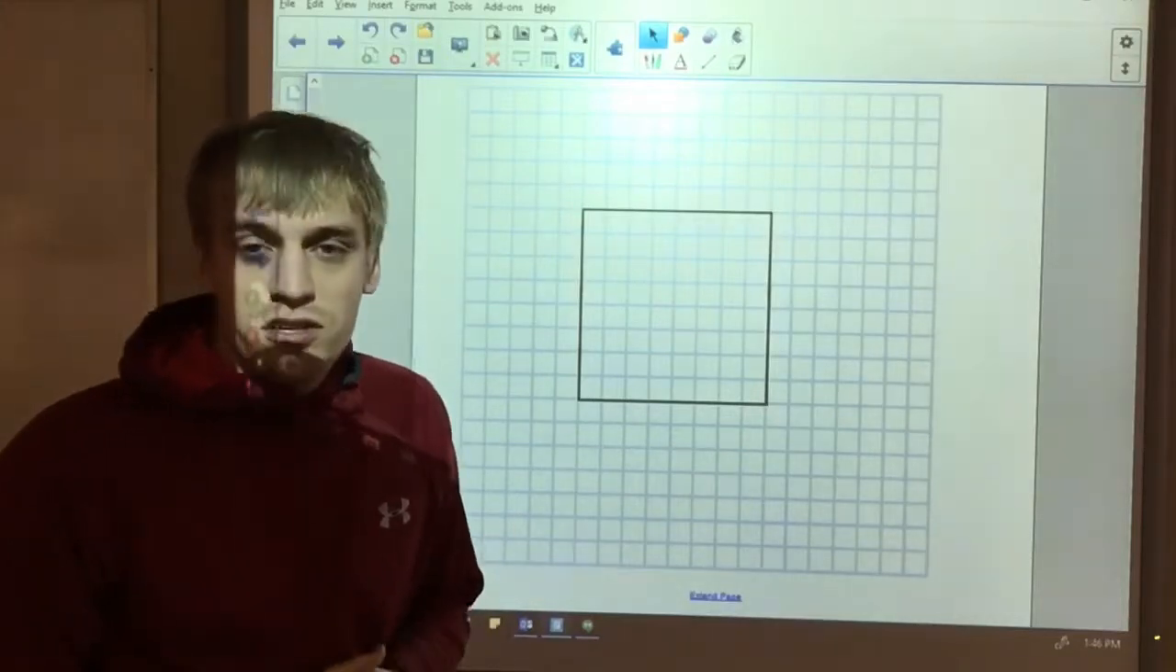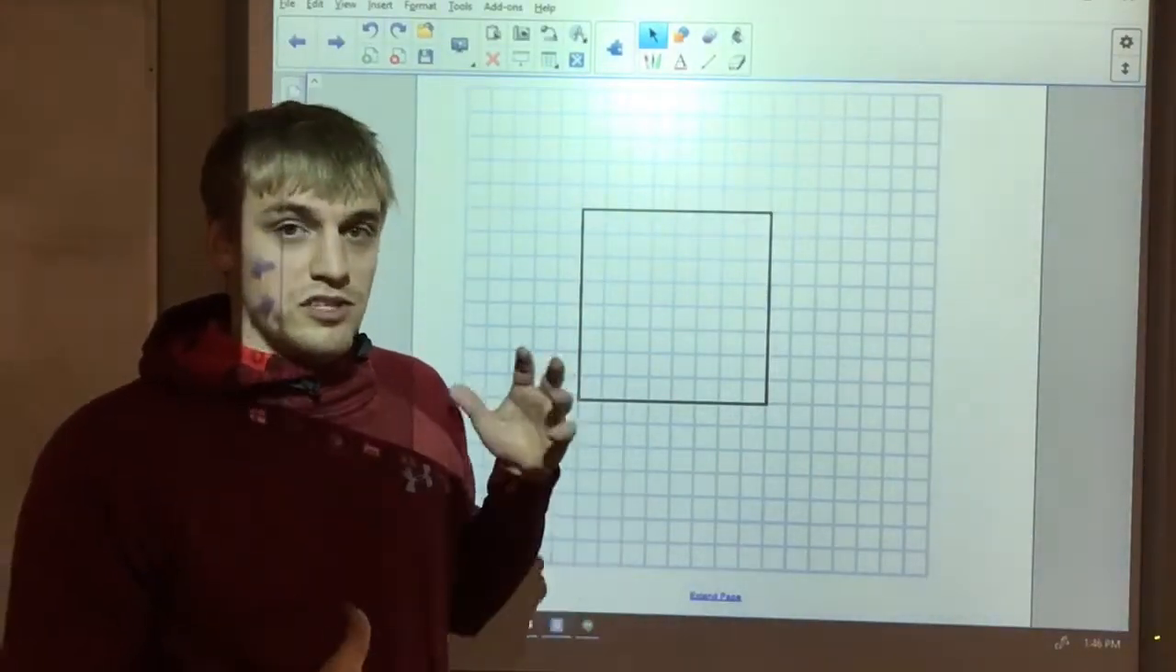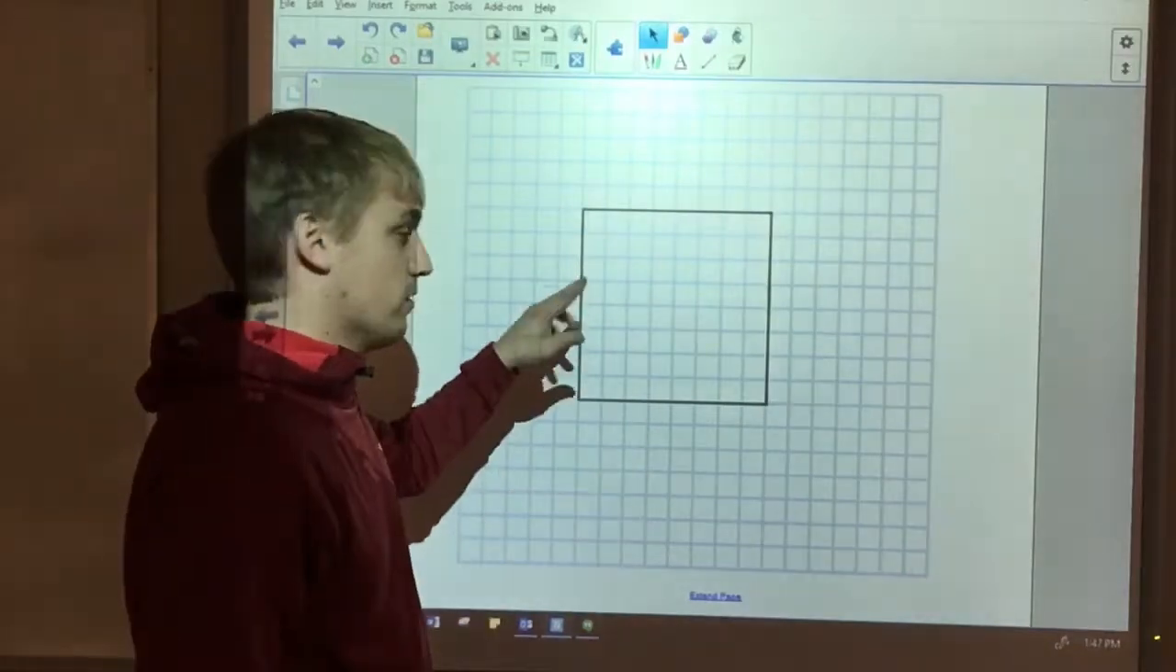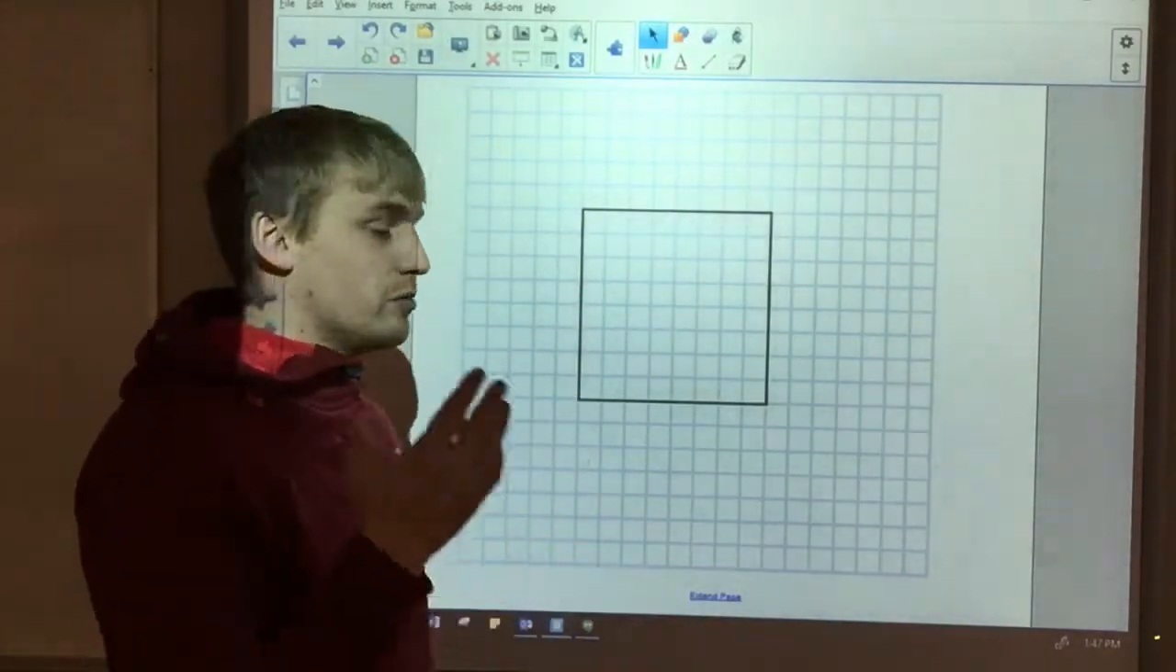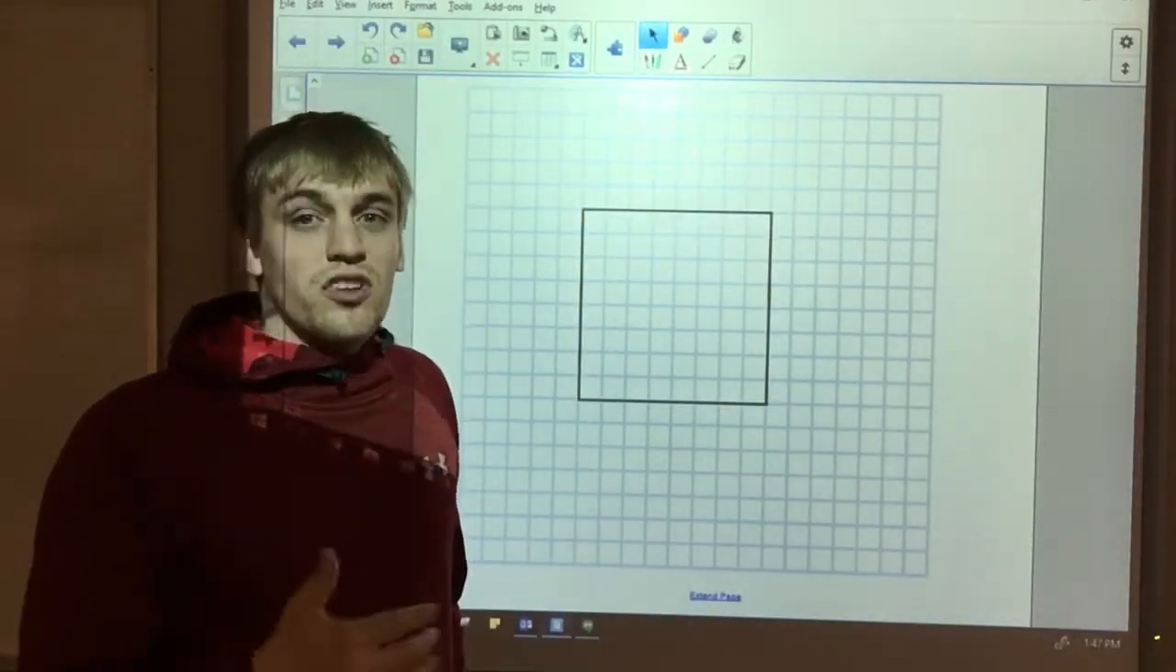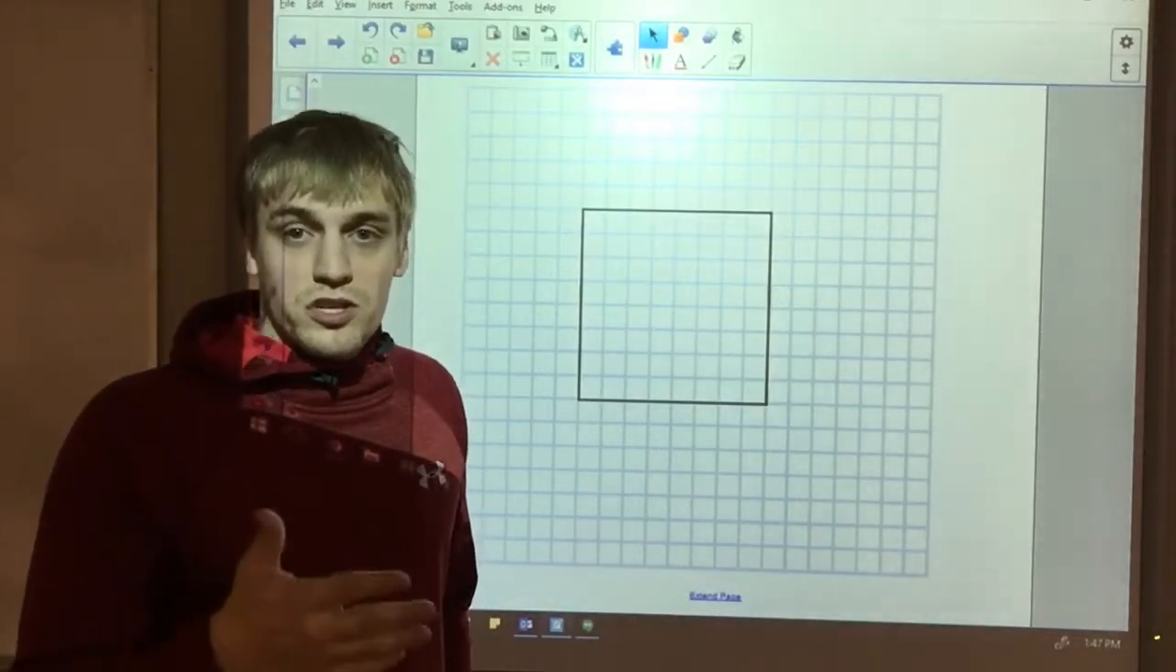But that's not a good long-term solution, because eventually the shape's going to be so big you're not going to be able to just count all the squares. It'd take you forever. So we need to be able to do it a little differently, and we're going to use what's called a formula.